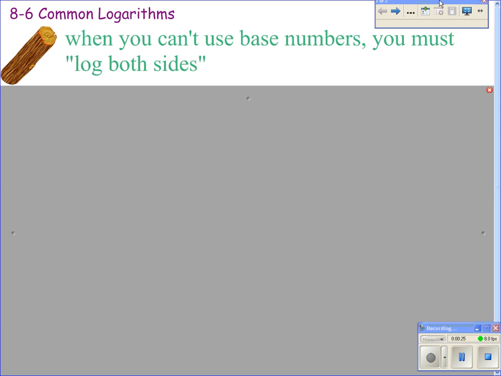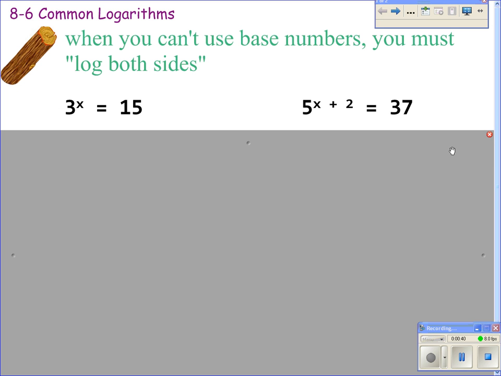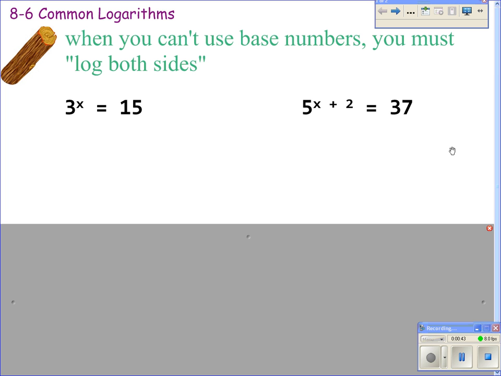If you ever come across a problem, and you will in the next year or two of math, where you can't use base numbers, here's the real reason why logarithms are so awesome. So you may come to a problem where you have your variable in the exponent and you can't change both sides to be equal base numbers. In the past, when you have had a problem like this, you change both the base numbers, set the exponents equal, and figure out what x is. In these situations, you can't do that.